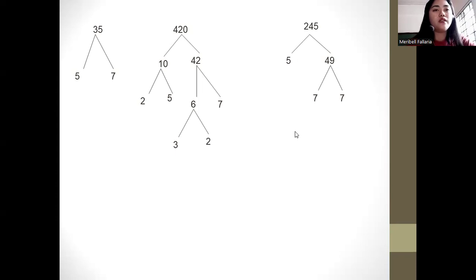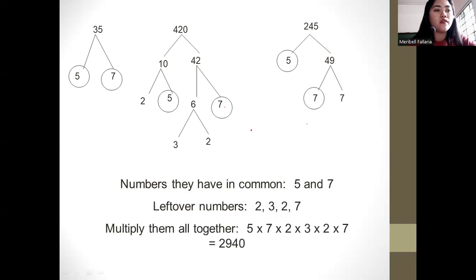Next step is we're going to encircle the common. We have 5 and 7. We have the common 5 and 7. And then what are the leftover numbers? We have 2, 3, 2, and 7. So the common numbers are 5 and 7, and the leftover numbers are 2, 3, 2, and 7.